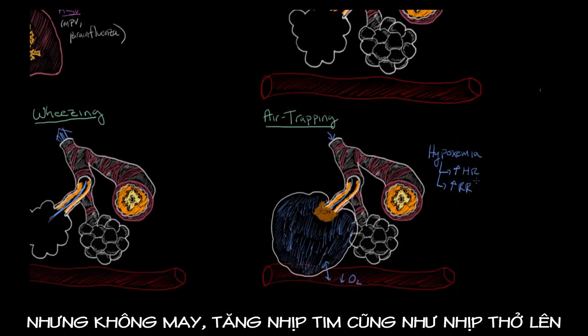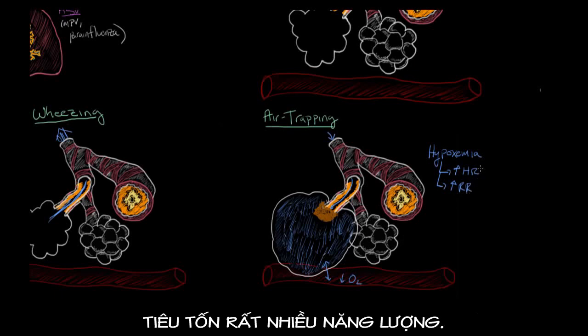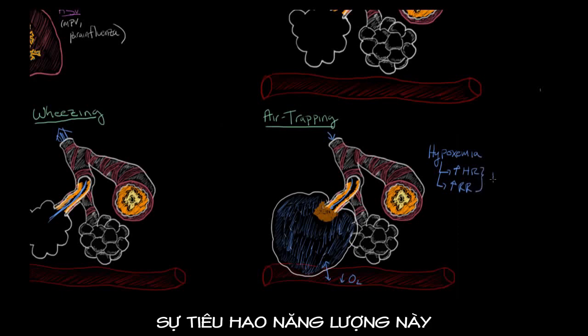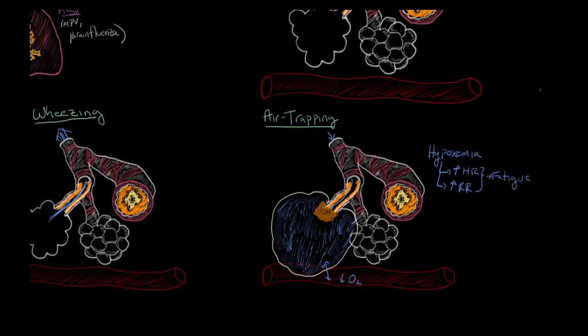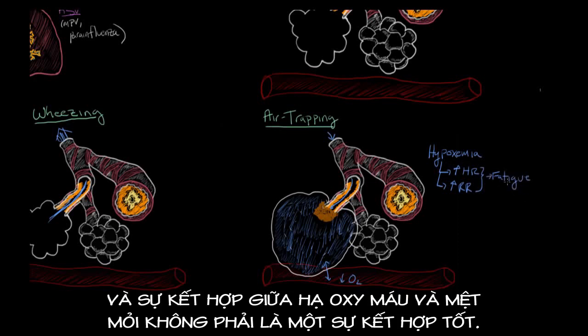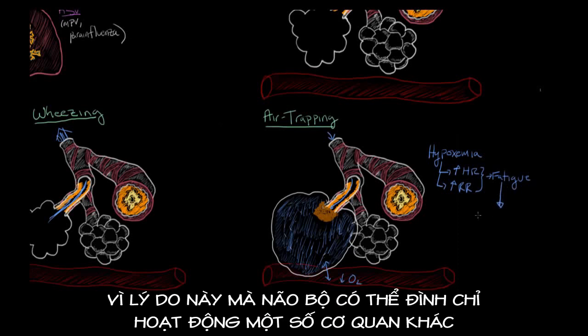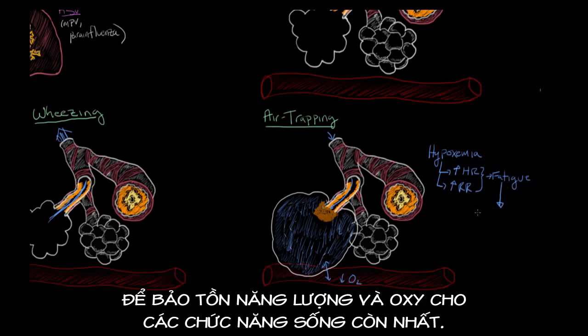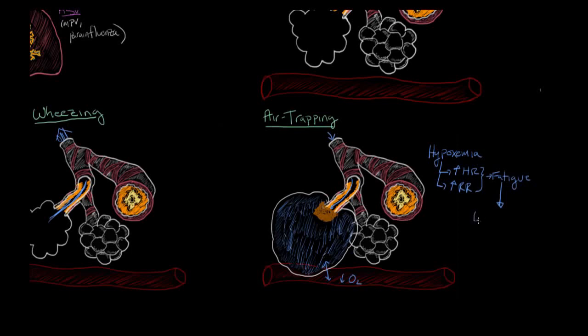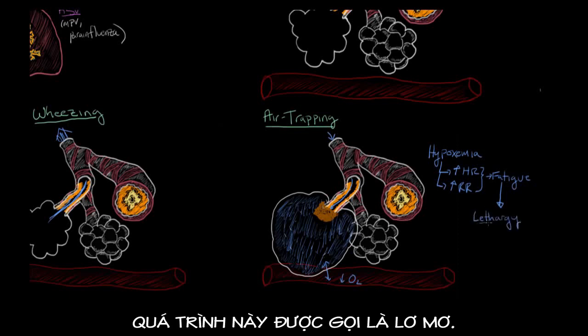But unfortunately, increasing one's heart rate as well as one's respiratory rate consumes a lot of energy. And this increased utilization of energy may cause a child to become fatigued. And this combination of hypoxemia and fatigue is not a very good combination. And because of this, the brain actually starts to shut down different parts of the body in order to conserve the energy and oxygen it has for the most vital functions. And this process is known as lethargy.